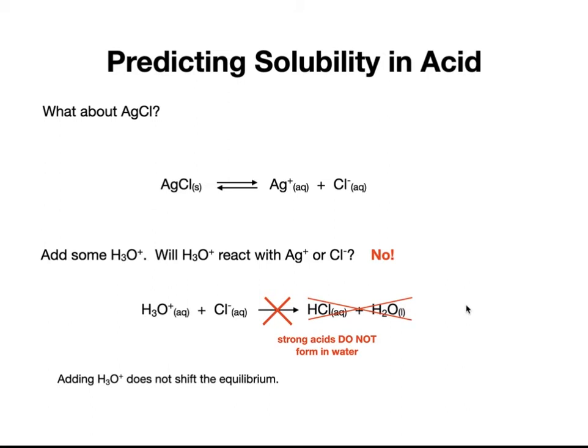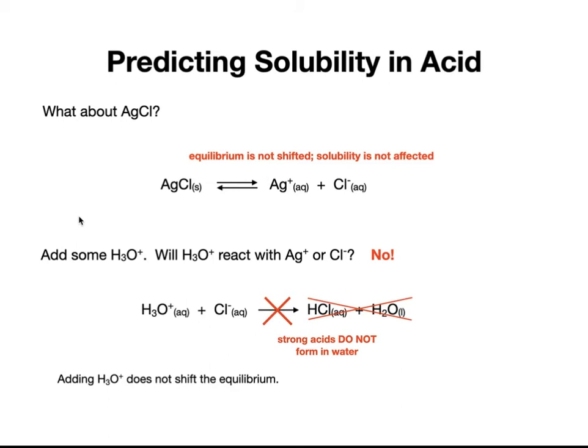So adding hydronium does not cause the equilibrium to shift. If this equilibrium doesn't shift, what does that mean? The solubility of silver chloride is not affected. You can add hydrochloric acid to this all day long, class. It's not going to cause any of this to go into solution. So we've looked at three examples, class, of salts to which we have added acid.